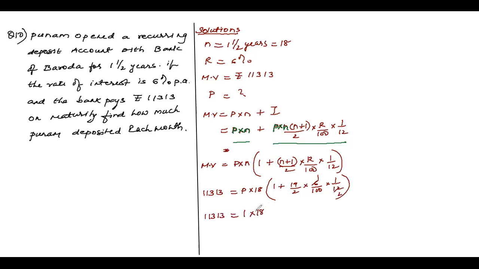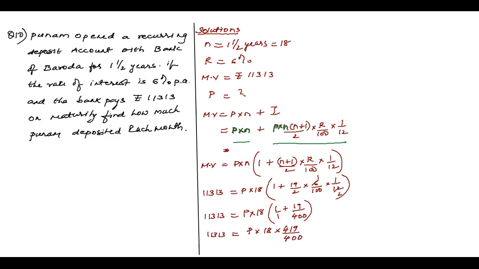I told you, children, inside the bracket we had better simplify. What will happen? 1 plus, cancel everything; 19 ones are 19 upon, how much is this? 400. Again simplified by LCM, cross multiply: 400 below, 400 plus 19. So what will come, children? 11,313 is equal to P into 18 into 419 upon 400.